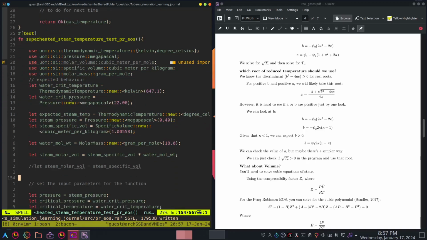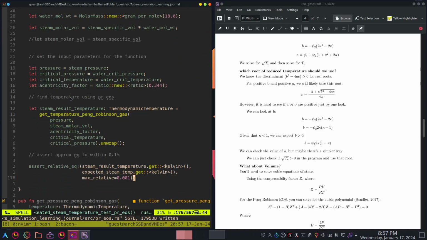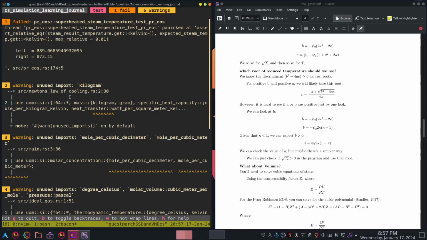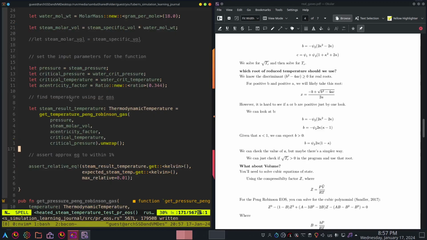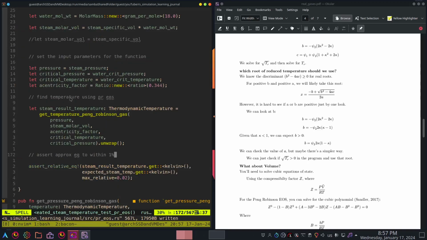So let's see, getting the steam temperature. Let's reduce the error to maybe 1%. Accurate to within 1%. Okay, doesn't work. Let's try 2%. Okay, 2% seems to be okay.